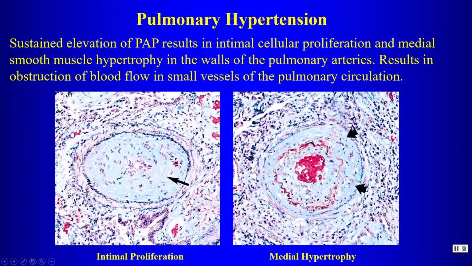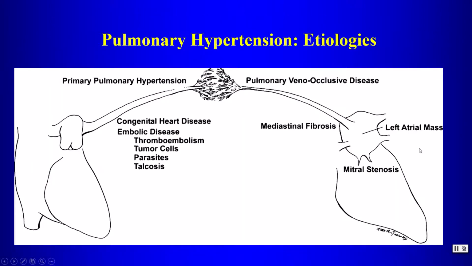So what happens with pulmonary hypertension is that with sustained elevation of the pulmonary artery pressures, you get intimal proliferation and medial hypertrophy, as in this example here. What that does is that elevates the pulmonary vascular resistance, which then makes the pulmonary hypertension worse, and then you develop this vicious cycle of worsening pulmonary hypertension and then increasing the pulmonary vascular resistance.